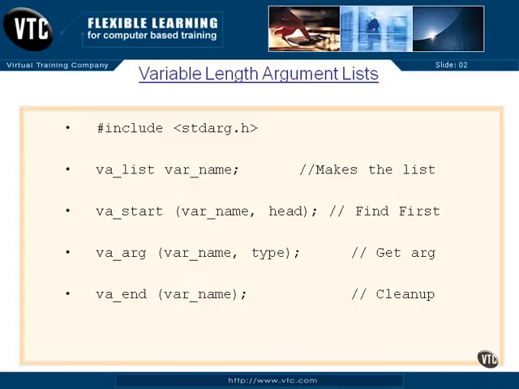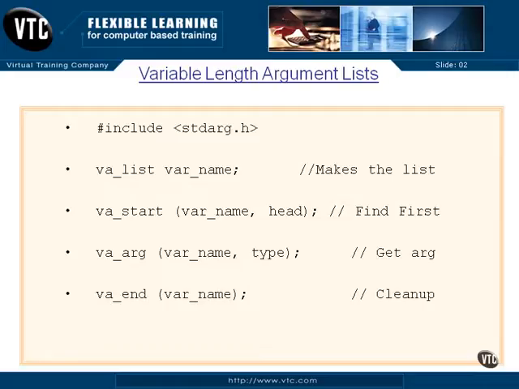Those macros, va_list, va_start, va_arg, and va_end, are all defined in that stdarg.h, the way they actually function inside your particular implementation. The va_list is used to create a special kind of variable, and that's var name. So va_list is just a type like any other, but it creates var name so that it will point to where all these things are located in memory.